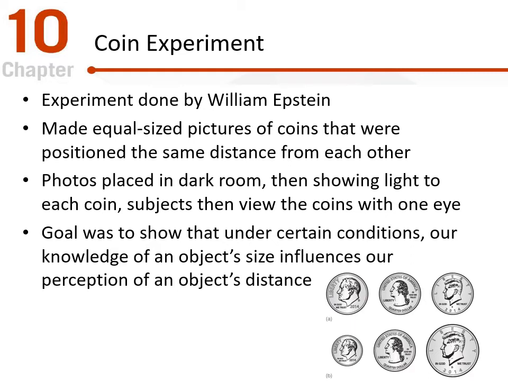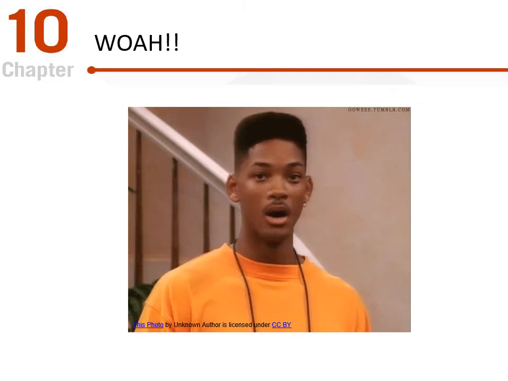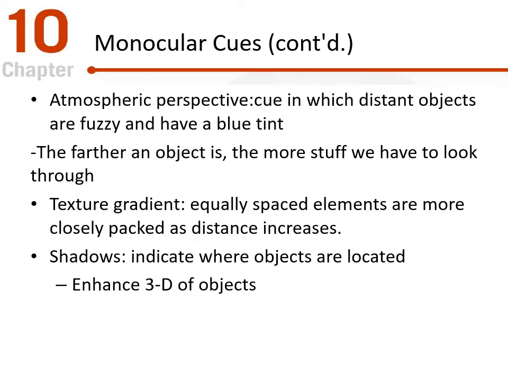So he put the coin photos in a dark room, showed light to each coin, and then the subjects viewed the coins with one eye. And Epstein's goal was to show that under certain conditions, our knowledge of an object's size influences our perception of an object's distance. Crazy, right? That's what I thought. Now it really gives you a good example of what familiar size is. It's really amazing.